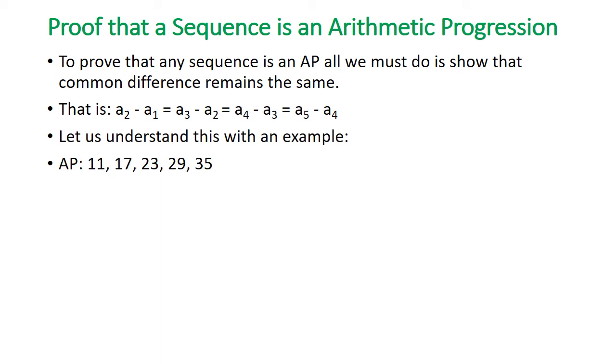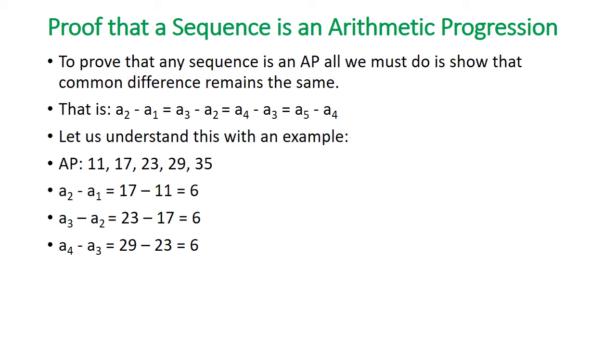Let's take an example to understand this. Let's take an AP: 11, 17, 23, 29, 35. a2 minus a1 is 17 minus 11, 6. a3 minus a2, 23 minus 17, 6. a4 minus a3, 29 minus 23, 6. a5 minus a4, 35 minus 29, 6. In all the cases you see the common difference is 6.